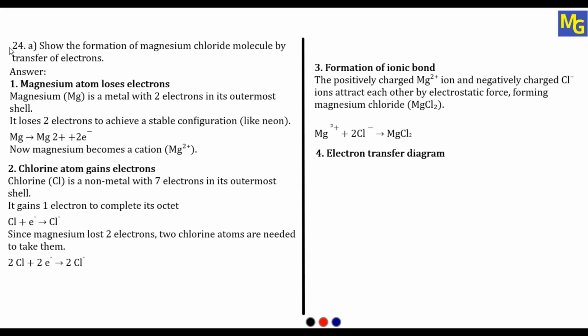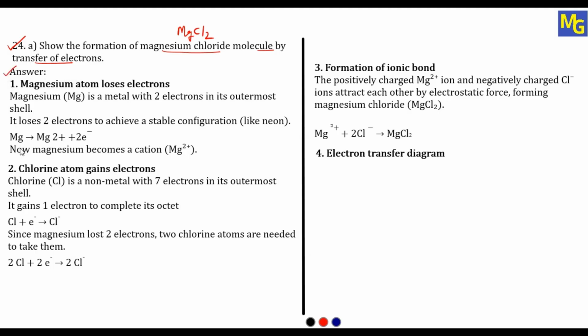Now we will start with question number 24, which is again divided into sub-questions A and B. So first we will start with A. Show the formation of magnesium chloride molecule by electron transfer. So here we have to show the formation of magnesium chloride, that is MgCl2, and this is formed by the transfer of electrons. So see here, see the answer.